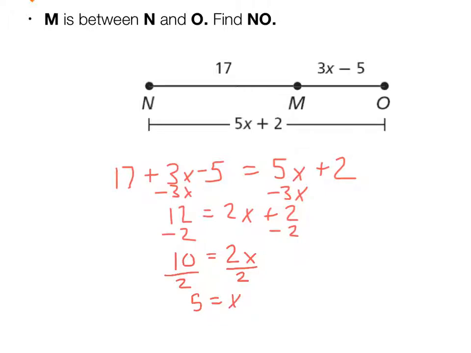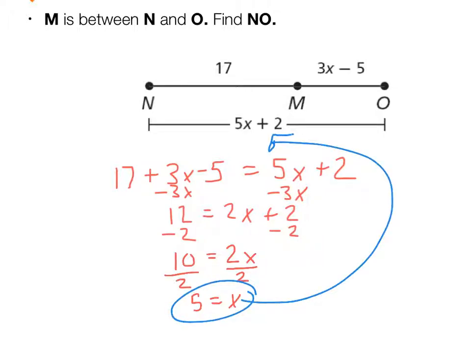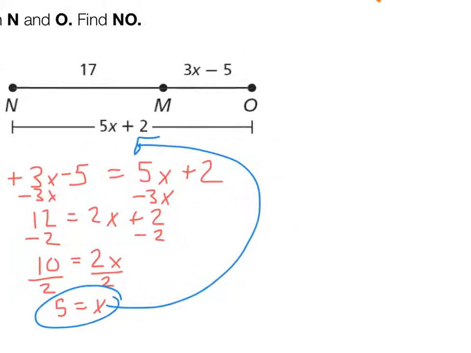Is that it? Did we find NO? No, right. We have to put this 5x back into here to find NO. So we would do 5 times 5 plus 2, which would be equal to 5 times 5 is 25 plus 2, 27. So NO is equal to 27.